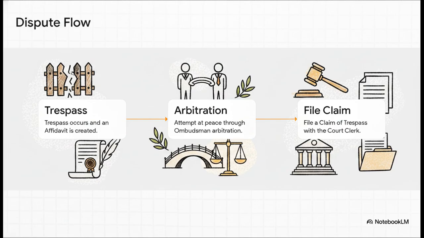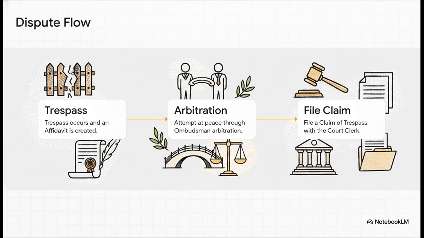Let's trace the journey of an injured party navigating the system. Step 1. A trespass occurs. The injured party creates an affidavit stating the facts and evidence and gets it witnessed by a notary or assembly secretary. Step 2. Before rushing straight into a trial, there's a mandatory attempt at peace.